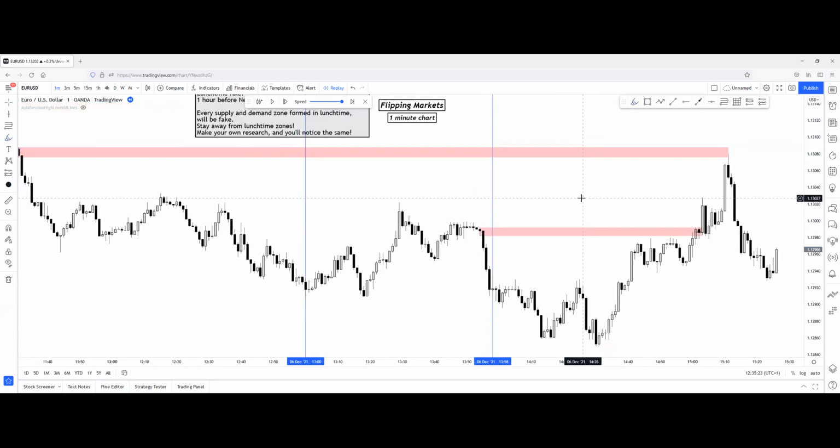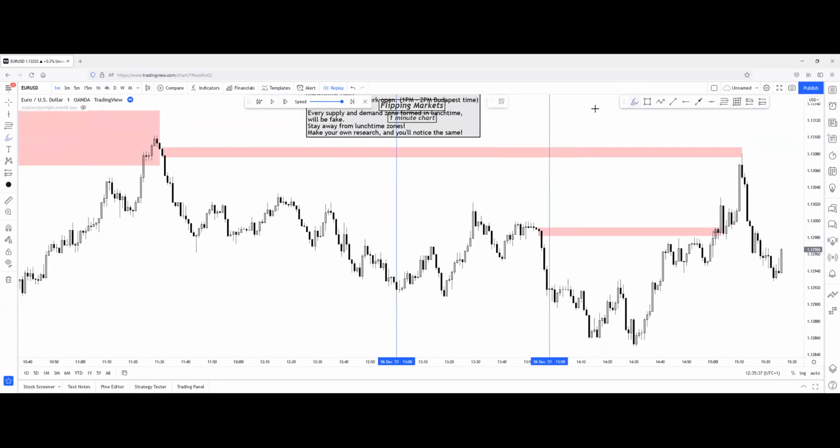So I won't show you any more examples because I want you to backtest this. I want you to search for every single New York session and look at the lunchtime zone, the lunchtime 1 hour time window before every New York session. And you will notice that every single lunchtime zone is fake.